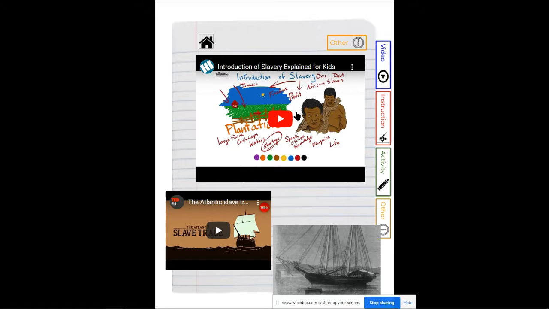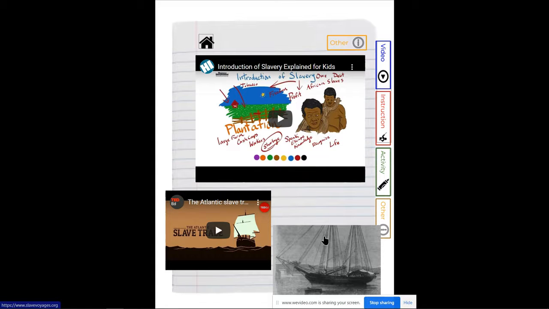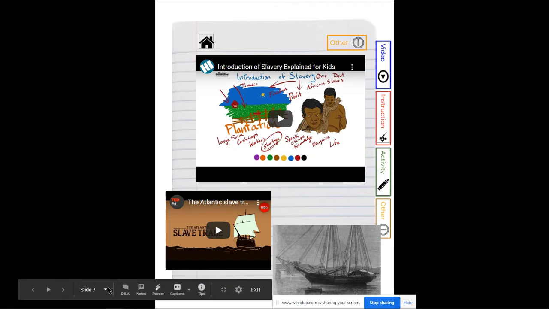This also gives you a little bit more background information on how slavery came out of indentured servitude. And this is a link to an online memorial to help people better understand what happened during this time of slavery and this triangular trade process.